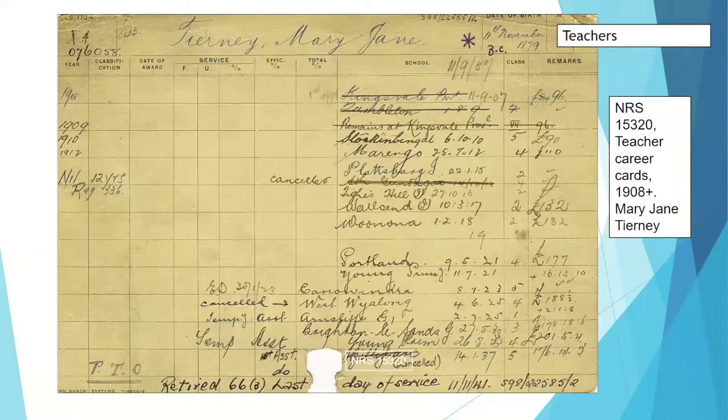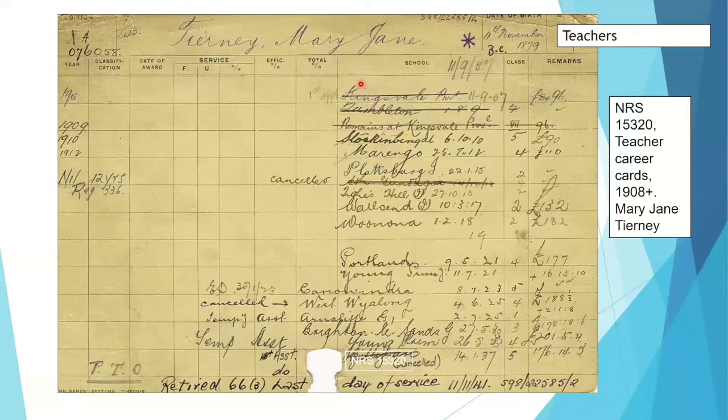Later on in time, so from 1908 onwards, we have what they call the teacher career cards. So these give you much the same sort of information. Again, it's a date of birth and it's a list of all the different schools that the teacher taught at, how much they earned, what years they were there, that kind of thing.